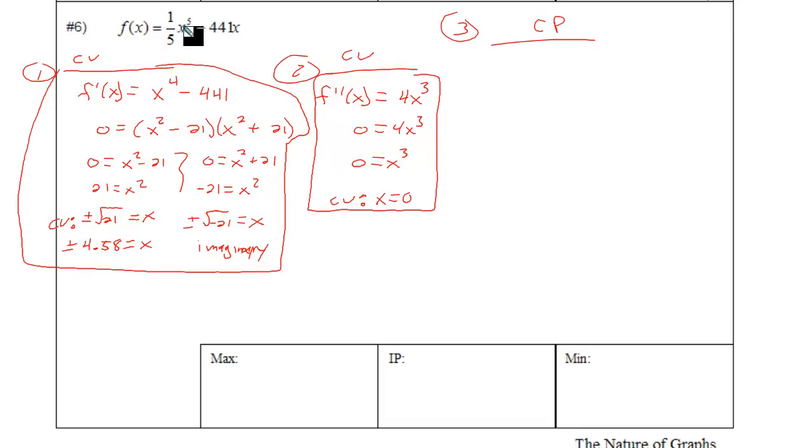By the way, you should know, since this is x to the 5th, which is similar to x cubed, and the leading coefficient is positive, your first critical point is going to be a maximum. Your second one is going to be an inflection point, and your third one is going to be a minimum. Let's confirm that.